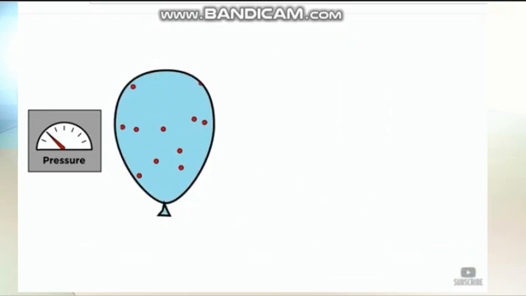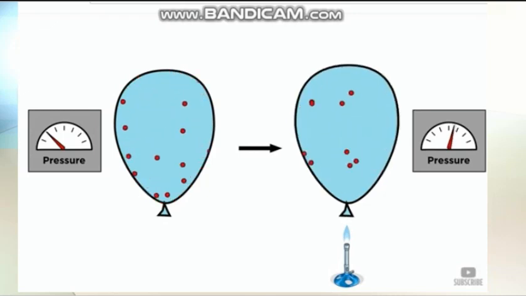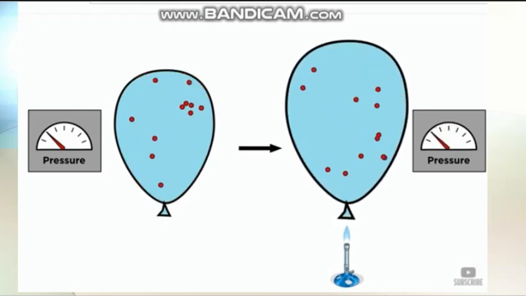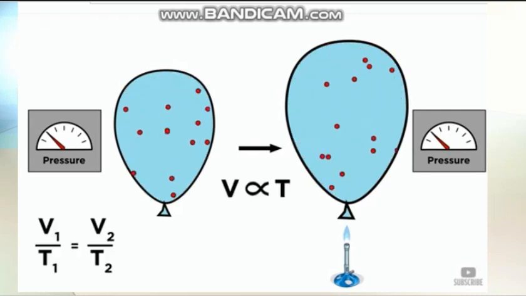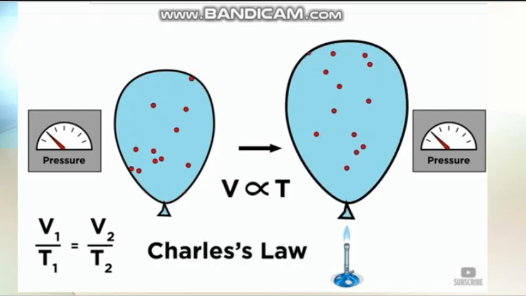If we have gas in a balloon and we heat it up, the particles will move more quickly. In order to keep pressure constant, or hit the sides with the same frequency, the volume will have to expand. This means that volume and temperature are directly proportional. If one doubles, the other must double. This is expressed in Charles' law.